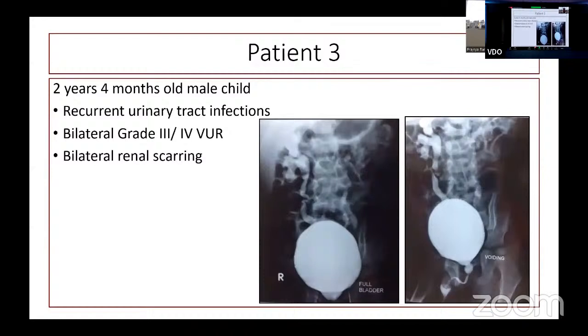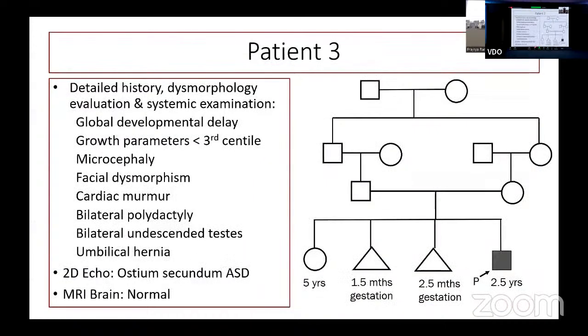Moving on to the next patient, patient 3, who's a 2 years, 4 months old male child who had recurrent urinary tract infections. Bilateral grade 3, grade 4 vesicoureteric reflux was present. Bilateral renal scarring was found. Then the pedigree and family history were taken. There was history of 2 first trimester abortions in the parents previous to the birth of this child, and there was no other similarly affected family member.